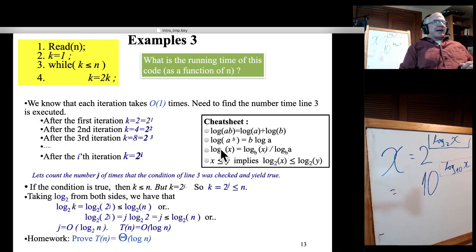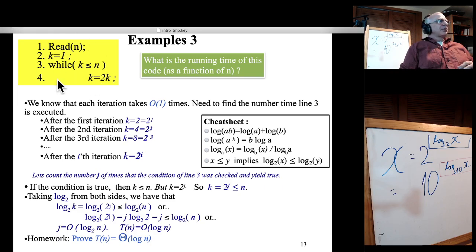How can you move from base 10 to base 2, or between any two bases? Log to the base a of x is log to the base b of x, for example base 2 and base 10, divided by some constant. What is this constant? Log to the base b of a. That tells you how to move from one base to the other, and what we'll care about over here is that if we write log to the base 2 or log to base 10, the difference between them is only a constant. And as I said, we don't care about constants, we don't give them any respect in this course. And finally, if x is smaller than y, then log 2 of x is also smaller than log 2 of y. And same for log 10.